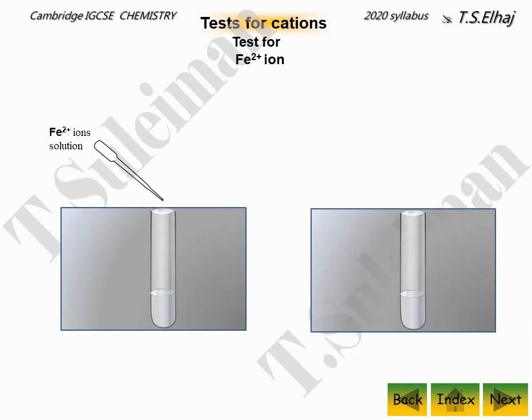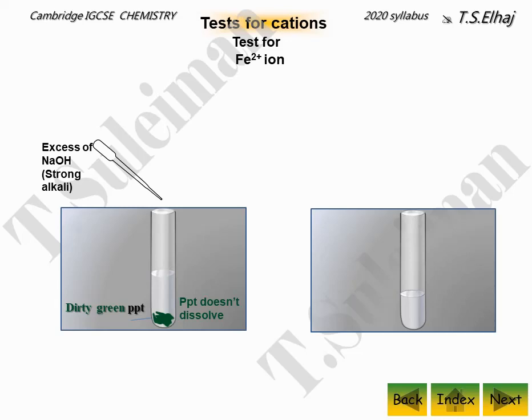Then we do the test for Fe2+ ions. We place 2 cm³ of Fe2+. Then we add drops of strong alkali to the Fe2+, green precipitate forms, dirty green precipitate. We add excess NaOH to the formed precipitate. The precipitate doesn't dissolve, unlike with the chromium. With the chromium, the green precipitate dissolved with excess NaOH.